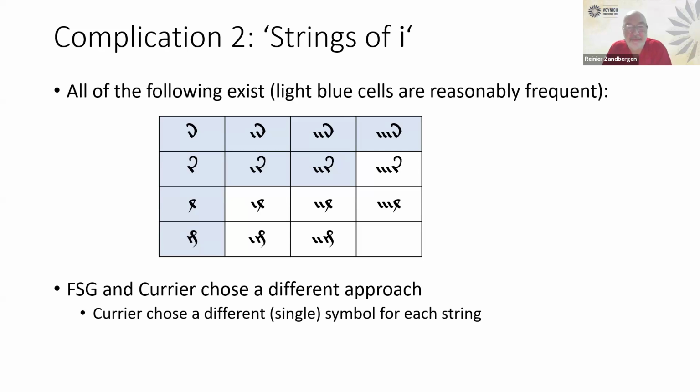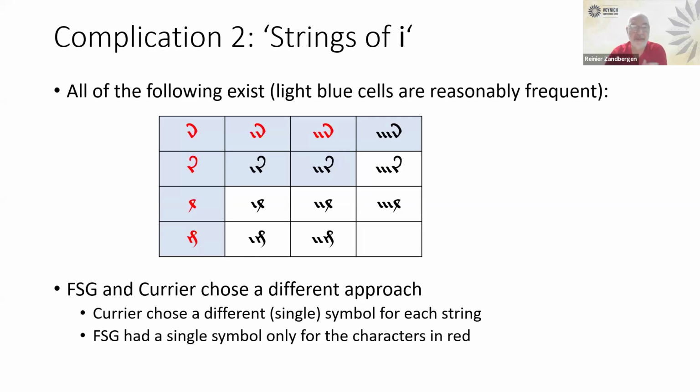And again, how to transliterate these is a matter of choice. And FSG and Courier chose different approaches. So Courier replaced all of these with their own individual character, while FSG only took the ones in red as individual characters, and the others were written out as combinations.